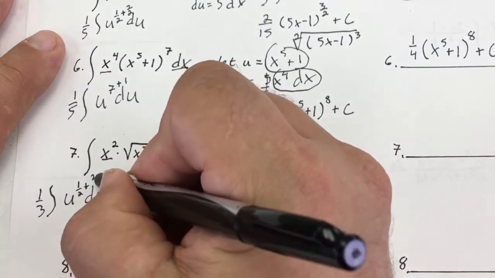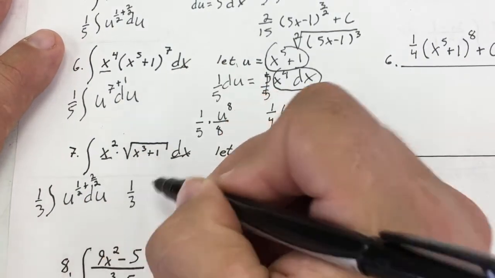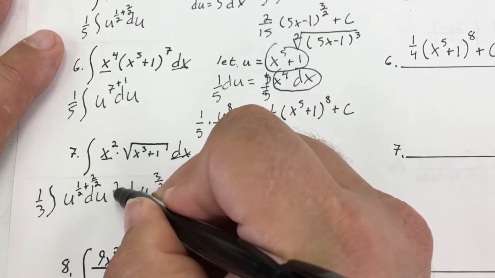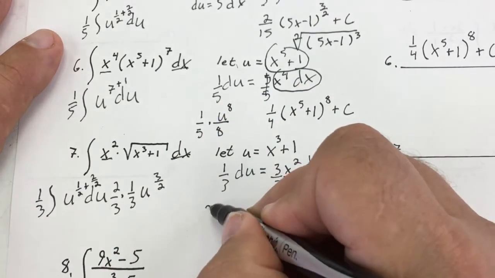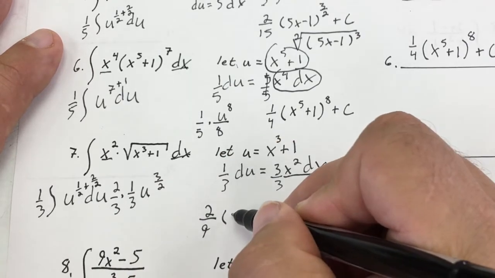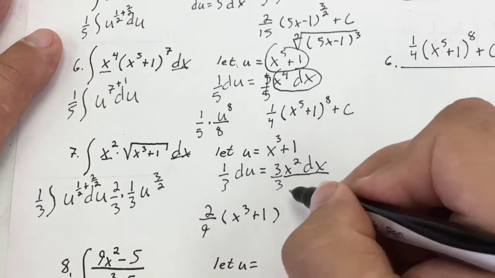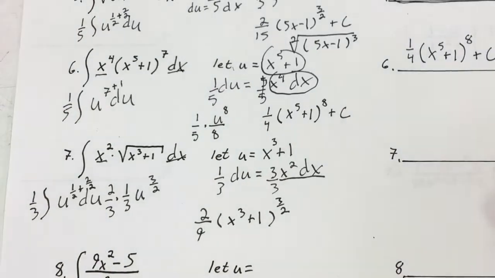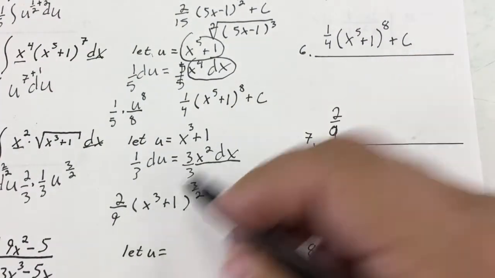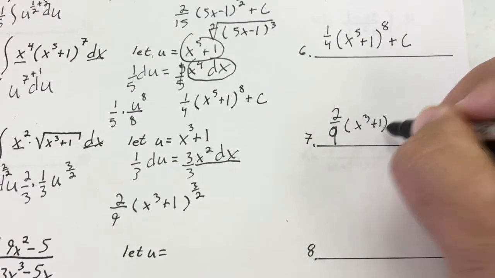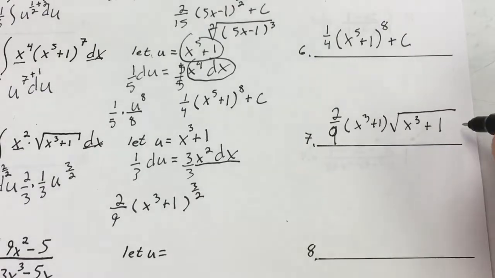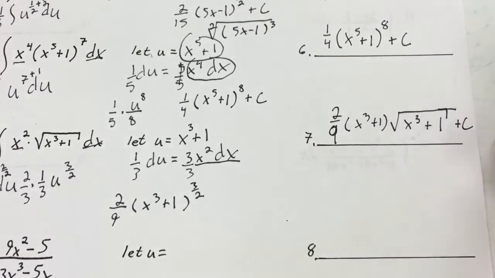I'm going to add 1 to that, which is going to give me 1/3 u to the 3/2 times the reciprocal of that. And this is going to give me 2/9. Substitute a u in, which is x cubed plus 1 to the 3/2. And as we noticed before, when I write this as a radical, it's going to give me 2/9, one item on the outside, and the square root of the item on the inside. Don't forget, close the radical, plus c.